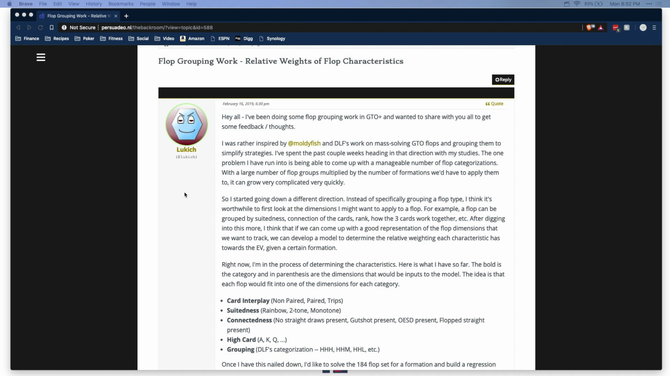and I wanted to use a little bit of my data analysis background to try to build a model and somewhat simplify this, to be able to predict for all flops what the different characteristics are, and what the weights of those different flop characteristics are that would contribute towards the overall EV for my range versus my opponent's range on different types of flops. Again, I wanted to share a little bit of the work that I've done with you guys so far.